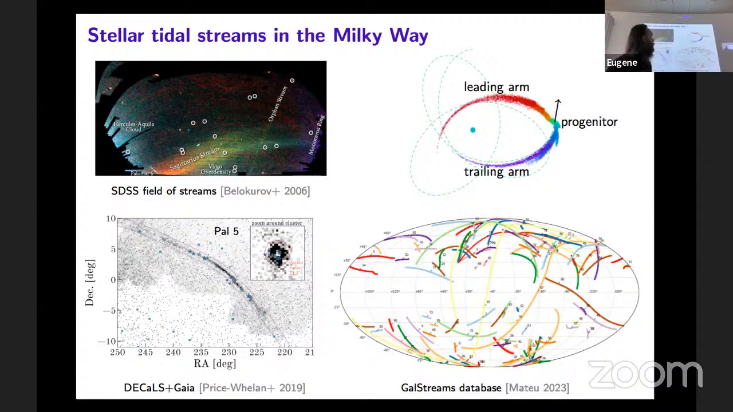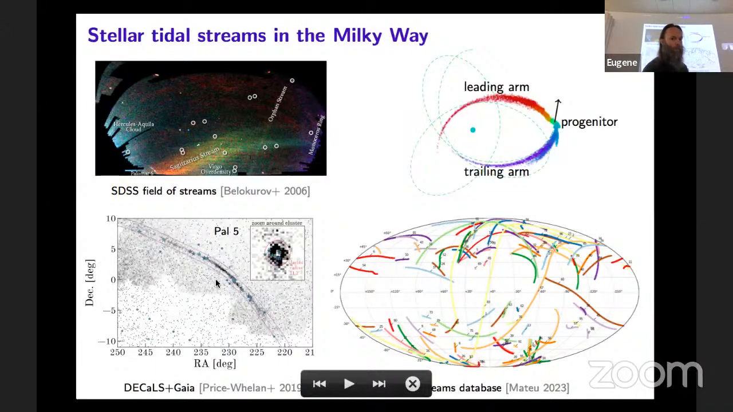And then there are a couple of other streaks on the sky that look thinner, but they also are produced by disrupted or partially disrupted satellites or star clusters. Some streams are very thick, like the Sagittarius stream. Some of them are thinner. This one is produced by one of the globular clusters in the Milky Way. And by now, we have more than 100 streams crisscrossing the whole sky.